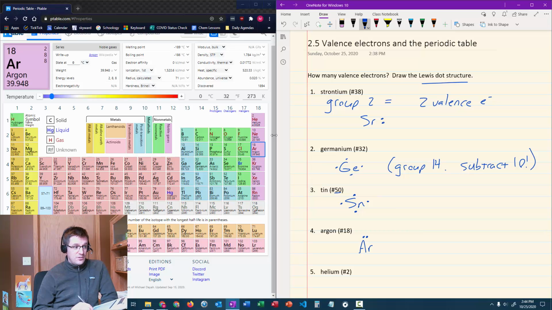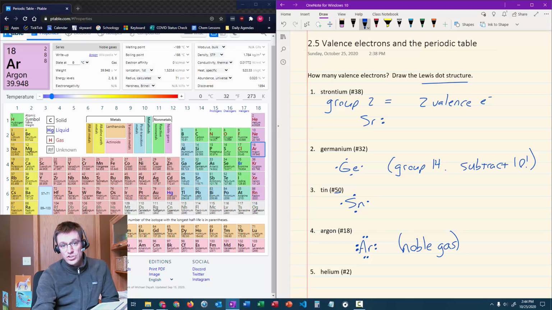So 1, 2, 3, 4. You'll notice I'm putting them in pairs, top, bottom, left, right. 2, 4, 6, 8. And that one's full. Those are called noble gases. All the noble gases are in group 18, and they have a full valence shell.